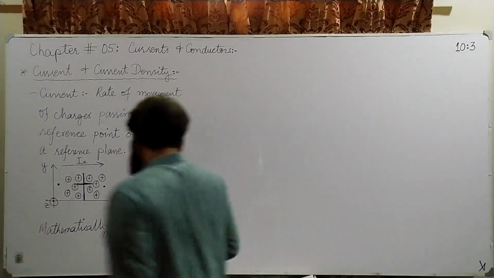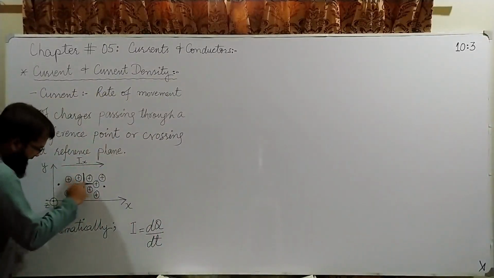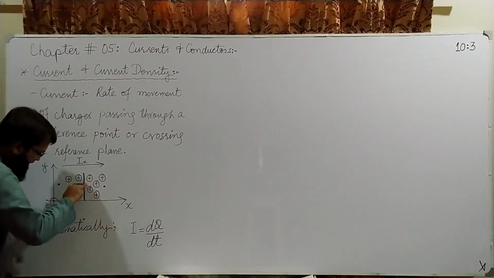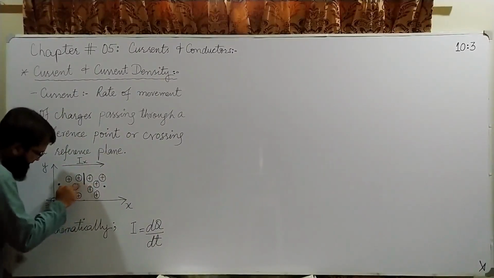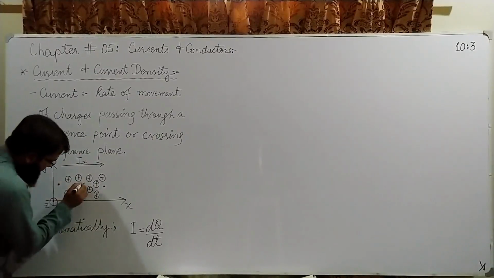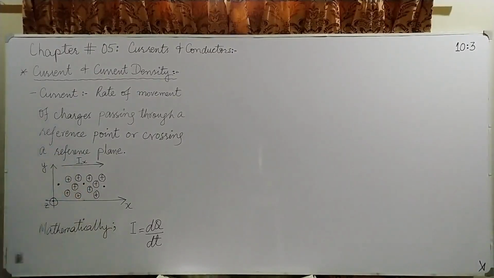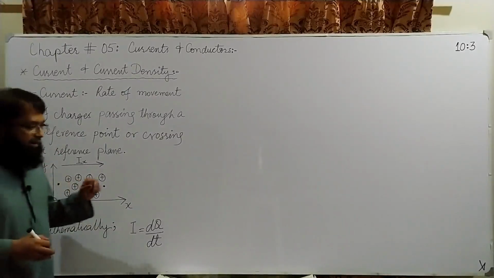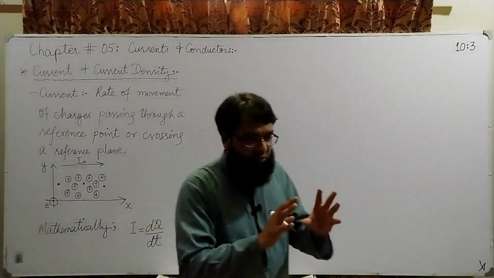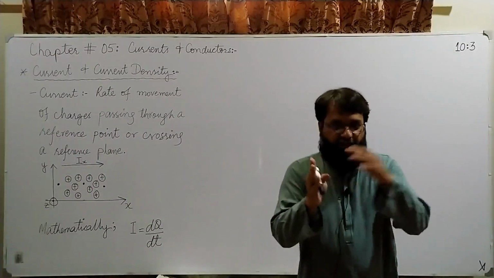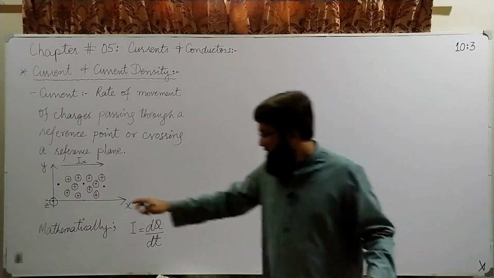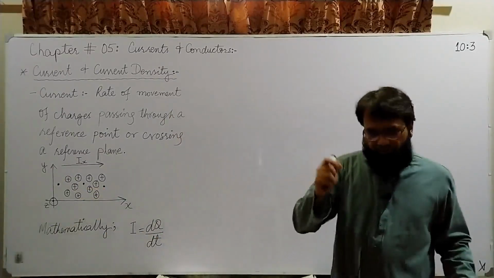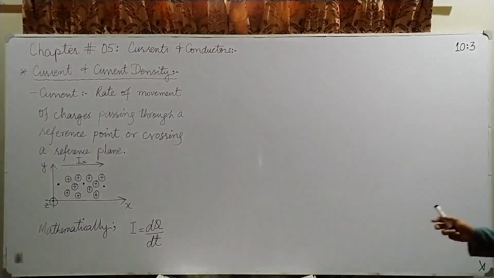However, instead of considering this plane, had you considered a point and observed the movement of charge through this point, then that observation, that change or crossing of charge through this point per unit time, would definitely give you current. Okay, so with this I would now proceed to define current density.